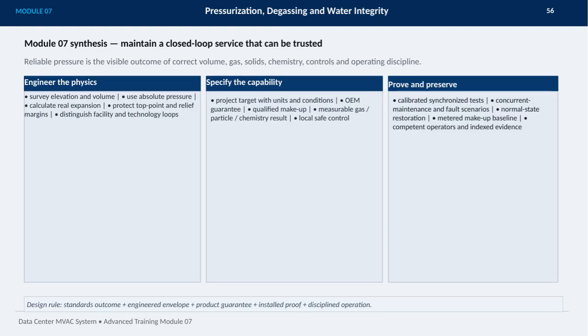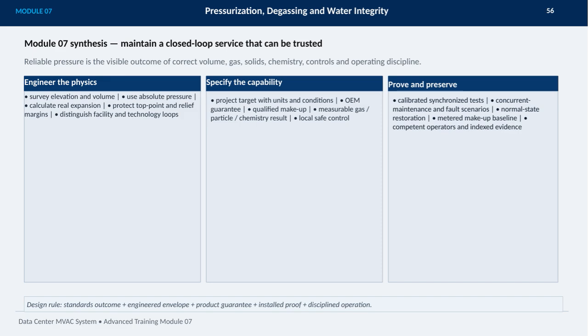As we wrap up Module 07 on pressurization, degassing, and water integrity, the key takeaway is to maintain a closed-loop service that can be trusted. Reliable pressure doesn't just happen. It's the visible outcome of managing volume, gas, solids, chemistry, controls, and disciplined operation. To do this effectively, we must engineer the physics by carefully surveying elevation and volume, using absolute pressure, calculating real expansion, protecting top point and relief margins, and distinguishing between facility and technology loops.